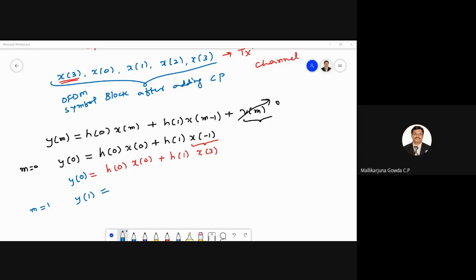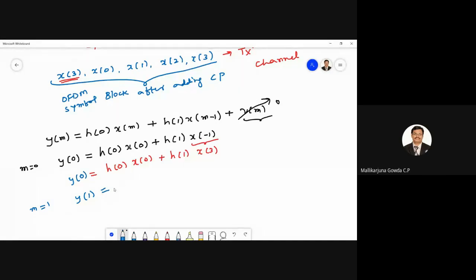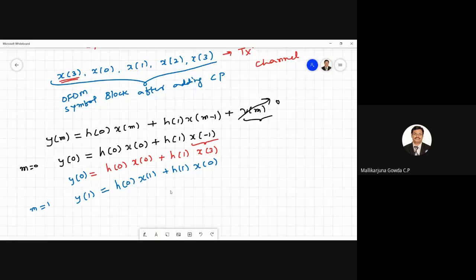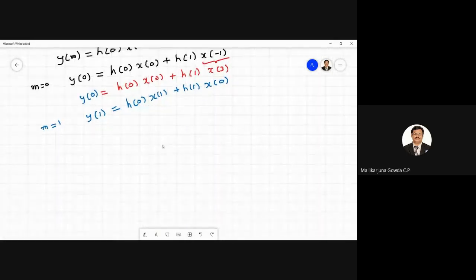Yes, Sonali. h of 0, x of 1. Vidhu, tell me. What does h of 0 mean? x of 1, plus h of 1 and x of 0. x of 0, right? Very good. So this is the value I get when m equal to 1. In the same way, I can write for two more values.